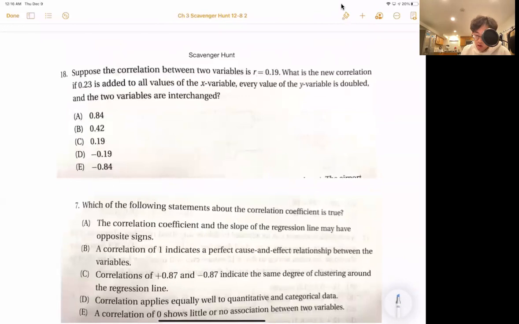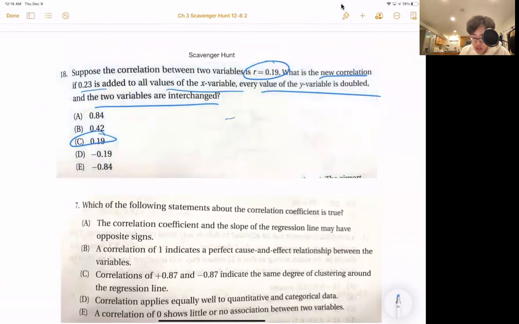Suppose the correlation is R equals 0.19. Guys, the answer is this. Look at all the changes that they're doing. They don't change anything because they are not multiplying by a negative number. As long as you don't see that, the R value doesn't change. It's one of those super duper resistant things.